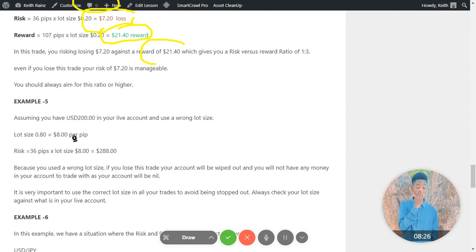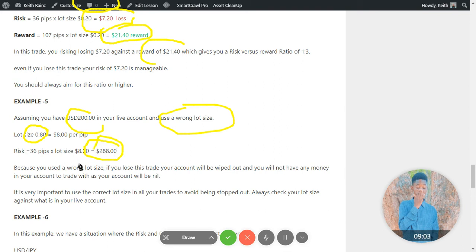So let's go to example number 5. Let's assume that you've got $200 again in your live account and you use the wrong lot size. Let's say you have used a lot size of 0.80. I remember doing this, trying to make a huge amount of money fast. The 0.80 lot size is $8 per pip. So the risk will be 36 pips times the lot size, which gives us $288. This is the amount you are risking.